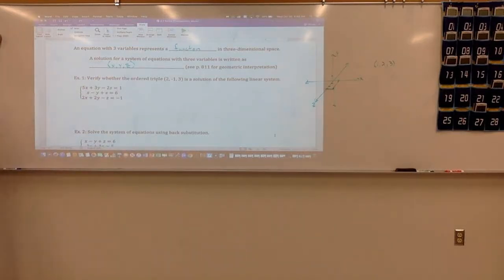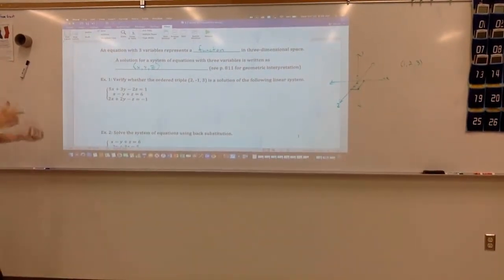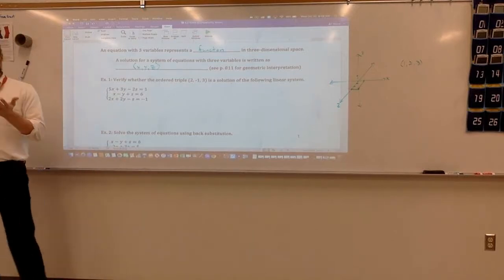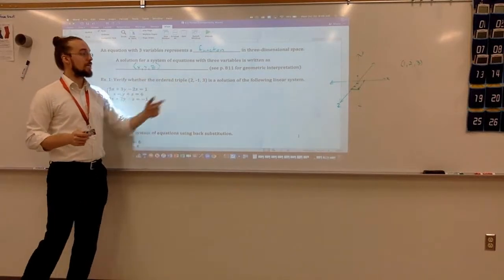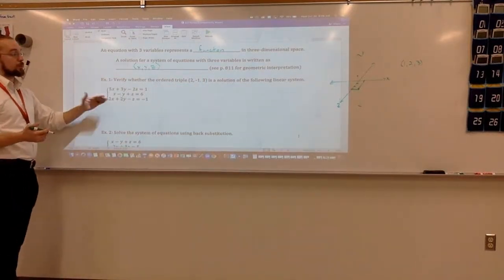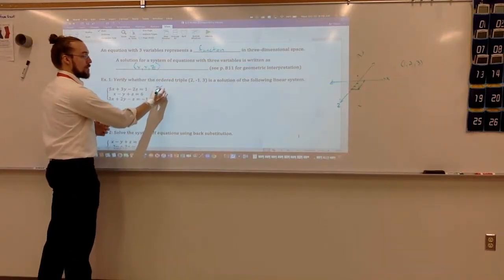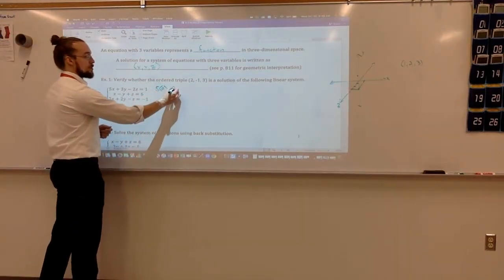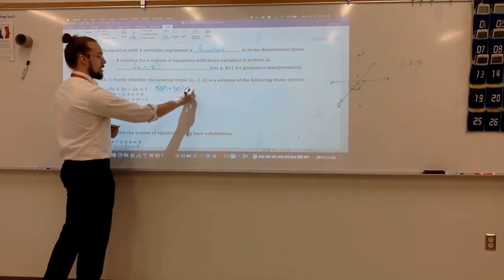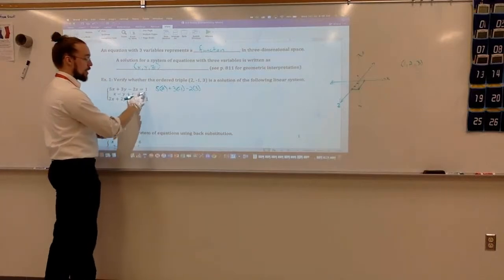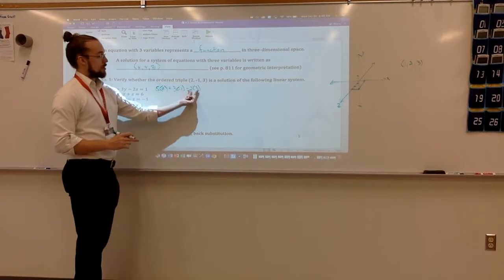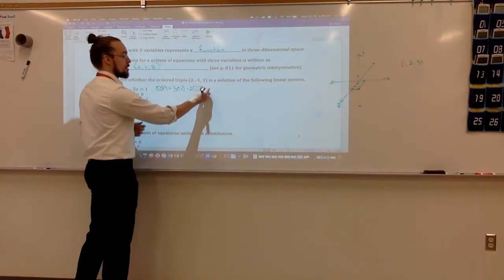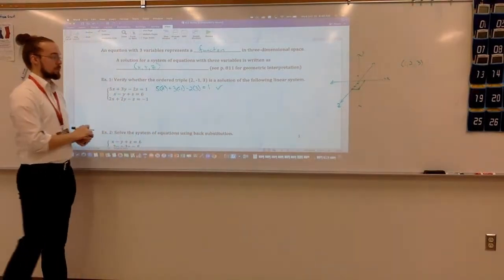First, to determine whether an ordered triple is a solution, just like we did for 2 variables with 2 equations, I'm going to plug these values in. I'm going to plug 2 in for x, -1 in for y, and 3 in for z, and see if we get 3 true statements. So 5 times 2 plus 3 times -1 minus 2 times 3. We want to know if that equals 1. So we've got 10 minus 3 minus 6. That does equal 1, so the first one works.